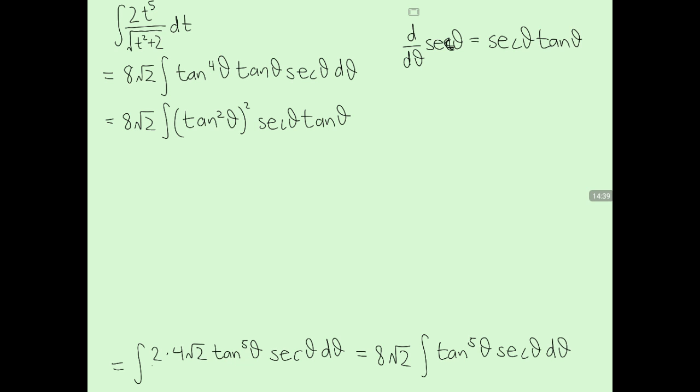And remember our identity. Our identity tells us that secant squared theta equals 1 plus tangent squared theta. So if we solve for tangent squared theta, we get secant squared theta minus 1. Now we can rewrite this as 8 root 2, the integral of secant squared theta minus 1, squared, times secant theta tan theta.